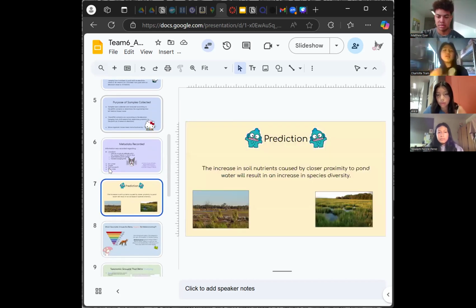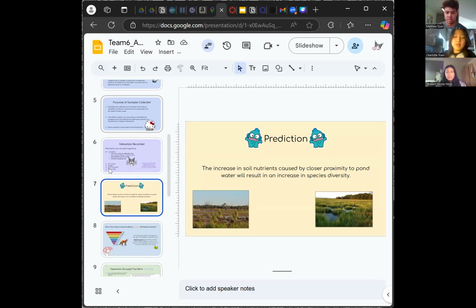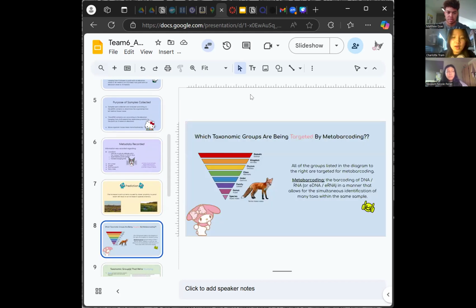Our prediction was that the increase in soil nutrients caused by closer proximity to the pond water will result in an increase in species diversity. The taxonomic groups being targeted were all the groups on the right, so those were the ones targeted for the metabarcoding. Metabarcoding is the barcoding of DNA or RNA, or environmental DNA and environmental RNA, in a manner that allows the simultaneous identification of many taxa within the same sample.